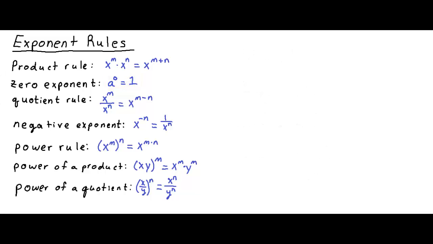The next thing that we're going to look at is the quotient rule. So again, if we have anything, let's say we have 9 squared over 9 to the first.